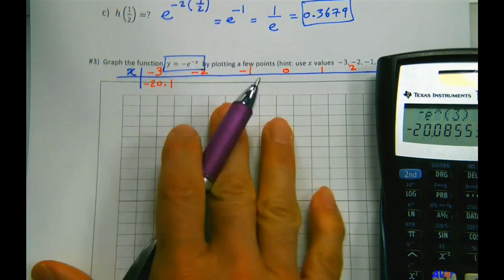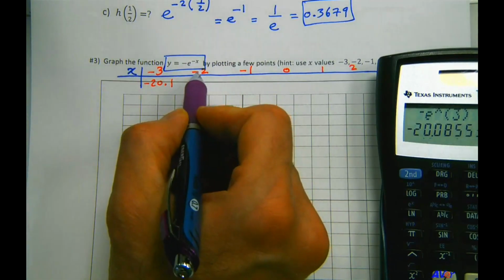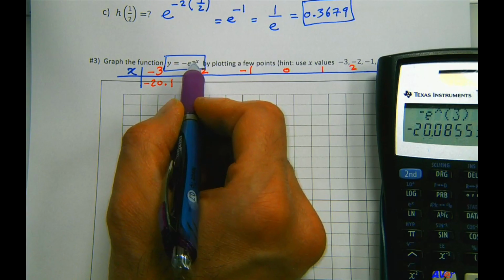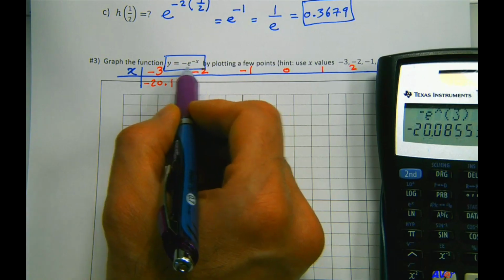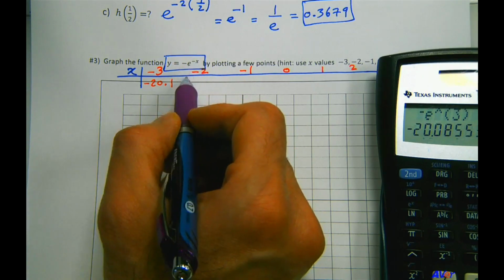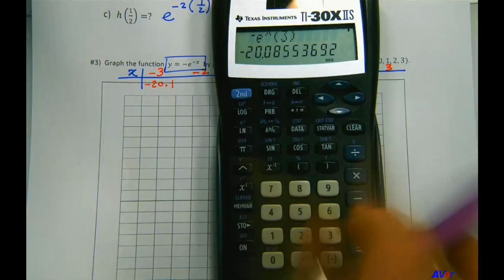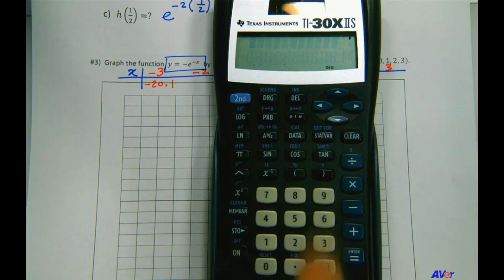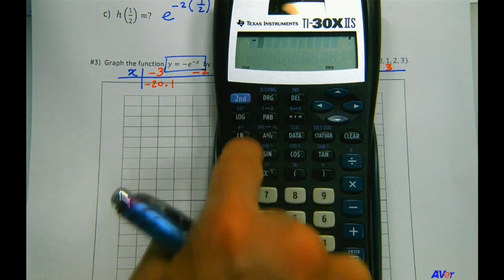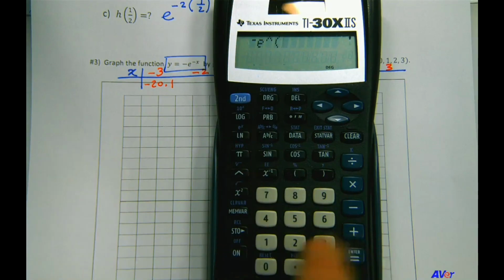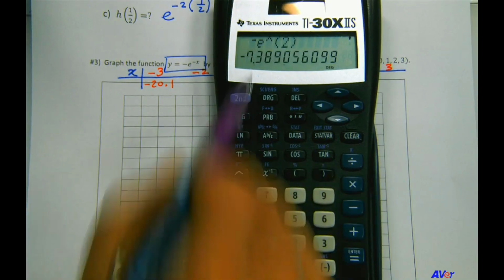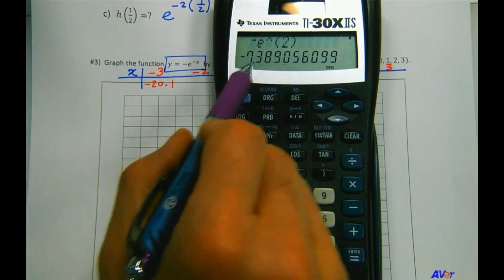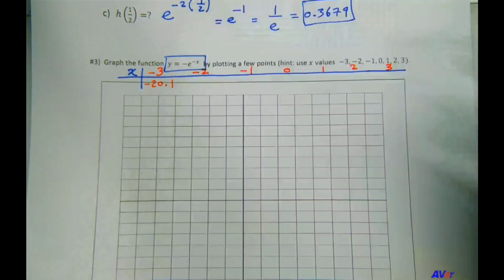Okay, how about minus 2? Once again, before I actually calculate this, notice that when we replace x with minus 2, that minus in front of the x will make this positive. So this will be minus e to positive 2 power. Okay, so let's do that. So we have minus e to positive 2 power. That's minus 7.389. So let me round this to minus 7.4.